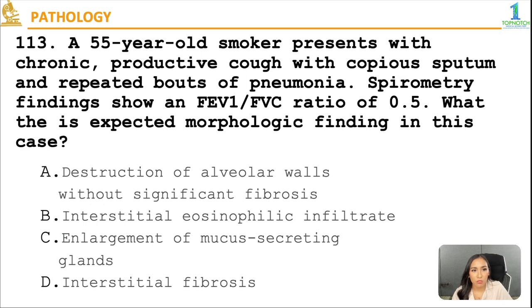Alright, let's go to 113. A 55-year-old smoker presents with chronic productive cough with copious sputum and repeated bouts of pneumonia. Spirometry findings show an FEV1-FVC ratio of 0.5, which is very, very decreased. What is the expected morphologic finding in this case? So again, this is a two-step question. You have to decide what's my diagnosis and how would this present histologically. So the correct answer is enlargement of mucus secreting glands because this is probably chronic bronchitis.